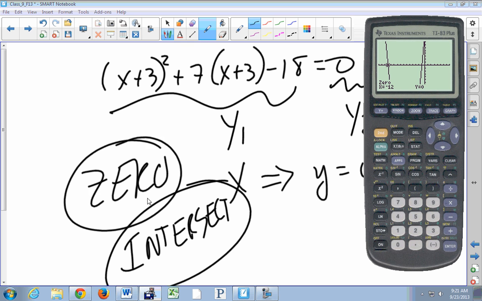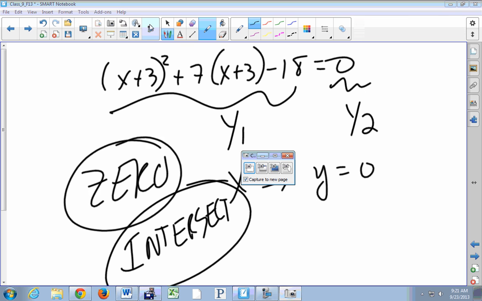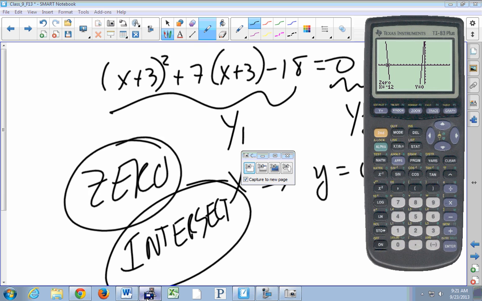So the 0 command is really easy, much easier sometimes than the intersect, because on the intersect, you have to bring your cursor over. I'll get you in a minute, Megan, I see you. Okay, let's take a little picture and put it on.